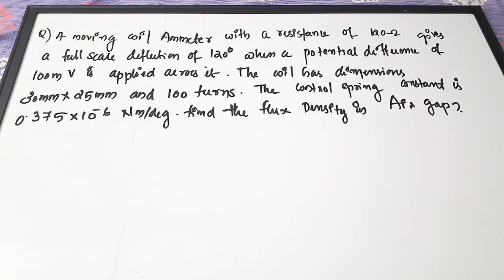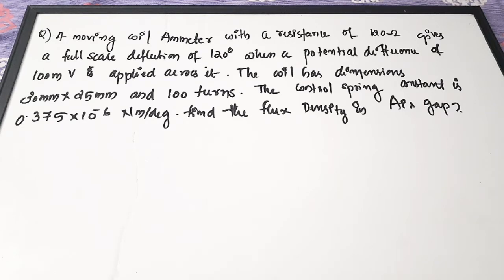So the question is this: a moving coil ammeter. While starting this video, I have told you that the PMMC's most common examples are voltmeters and ammeters. So you will be facing a lot of this type of numerical questions from the voltmeter and ammeter session. So you have to apply the equations of PMMC.